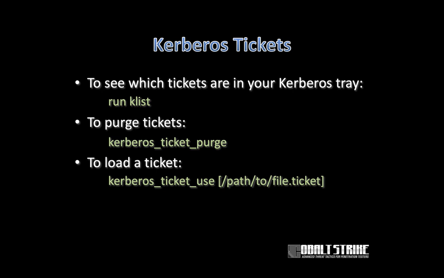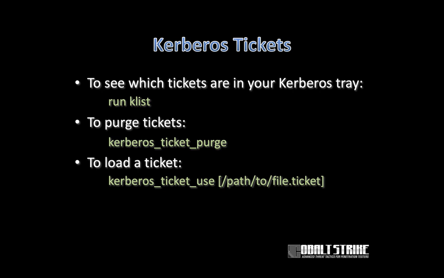You're stuck with me. But what I want to say is that a Kerberos ticket is another piece of identity material that can be used to authenticate you to a remote system. Your Kerberos tickets are stored in a data structure associated with your logon session called a Kerberos tray. To see which tickets are in your Kerberos tray, use the klist command built into Windows. You can run that with run klist.